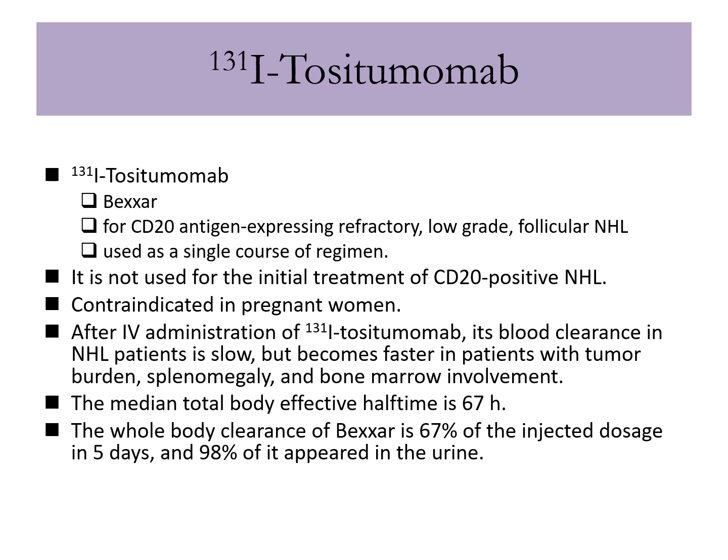After IV administration of Bexxar, its blood clearance in NHL patient is slow but becomes faster in patient with tumor burden, splenomegaly, and bone marrow involvement. The median total blood effective half-life is 67 hours. The whole body clearance of Bexxar is about 67% of the injected dose in 5 days, and 98% of it appeared in the urine.